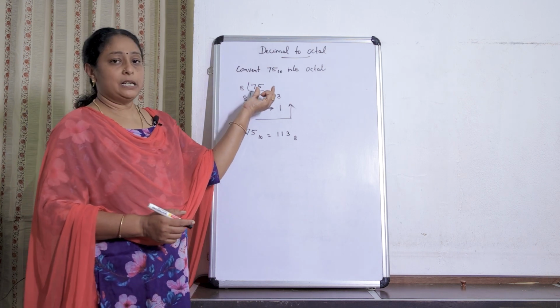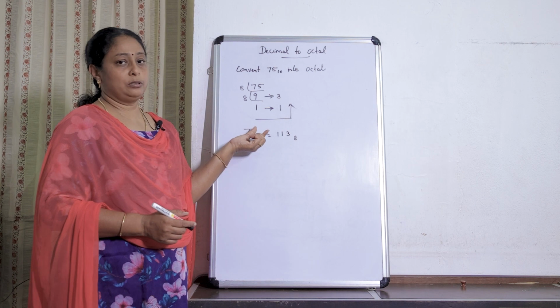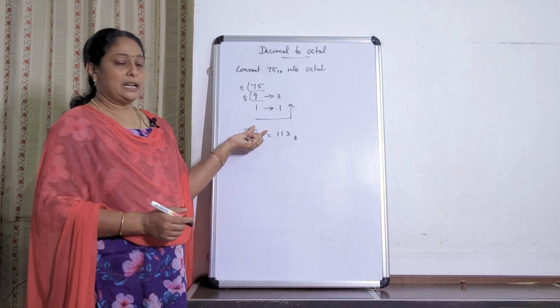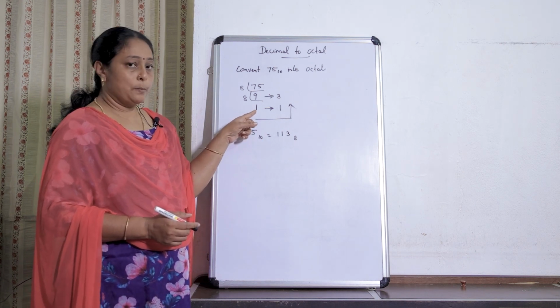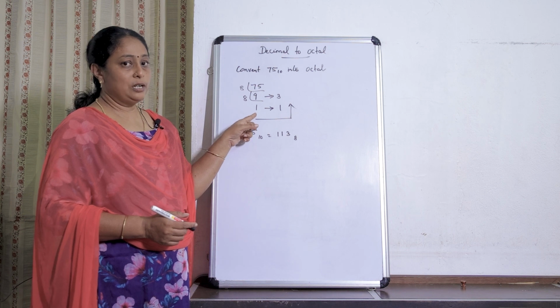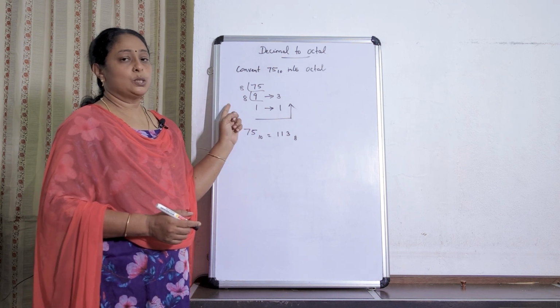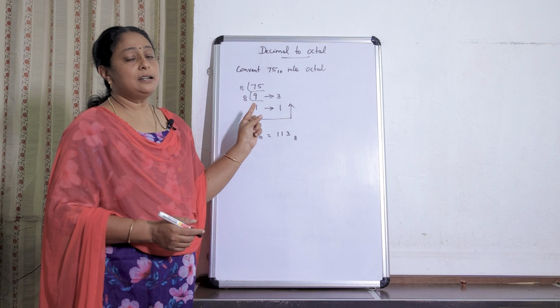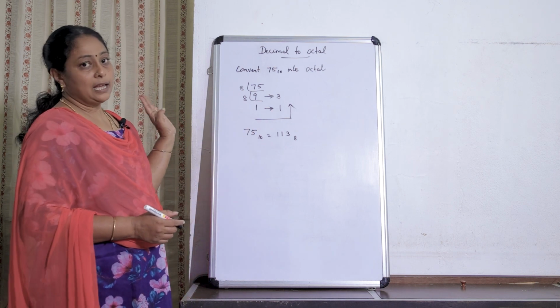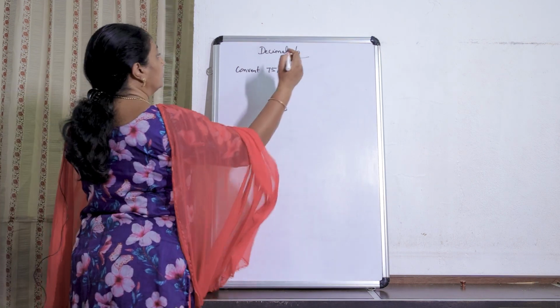When a number is a bigger number, you will have to proceed through 3 or 4 steps. Anyway, till you get a number lesser than 8, we need to continue dividing the number by 8. That is why the method is named repeated division. Okay, repeated division by 8 is the method.